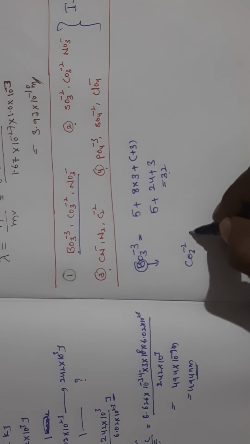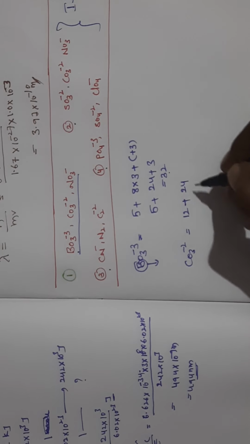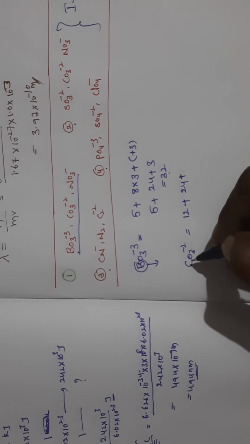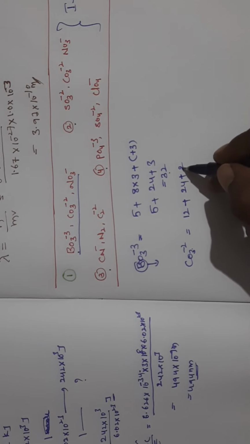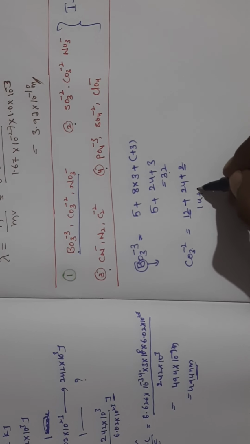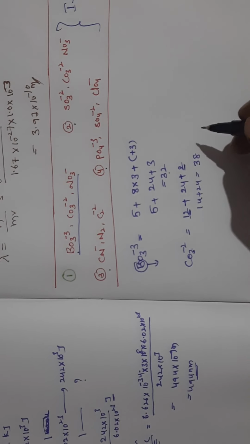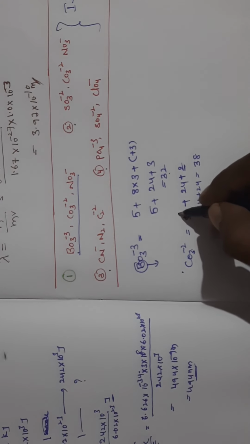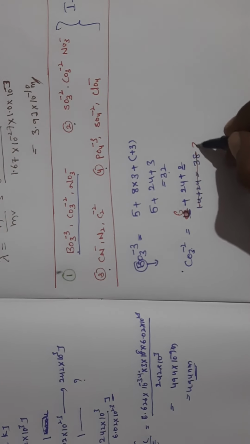CO3 minus 2. Carbon atomic number is 12. Next, oxygen is 24 again, 3 oxygens are there, each one carries 8, so that's 24. Minus is there, so it accepted electrons, so you take 2. So 12 plus 4 means 14, 14 plus 24 means 38. Sorry, here I explained wrong. Carbon atomic number is 6. So 6 plus 2 is 8, and 8 plus 24 is 32. So this is 32.